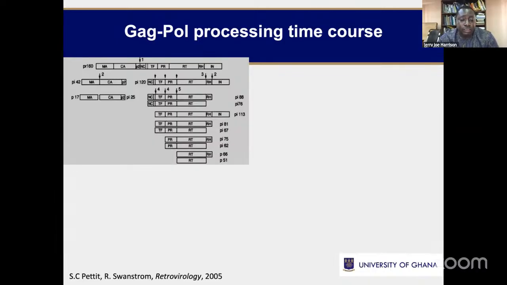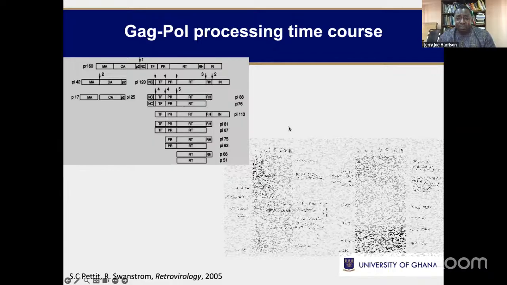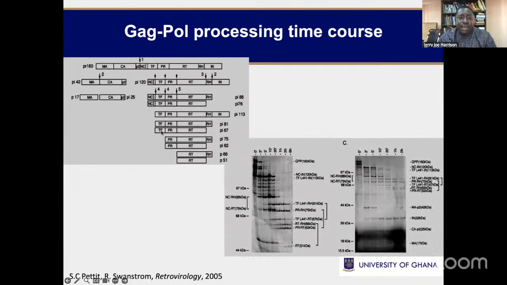Looking into the literature, the Swanson group had done beautiful work back in 2005, where they showed that the maturation of the Gag-Pol, which contains both the structural and enzymatic proteins, is not a random event, and that it goes through a well-choreographed process. From the gels, you could see that initially you liberate the pol domain somehow, and then that goes on to cleave the other intermediate polyproteins that are produced before they are subsequently cleaved into the mature enzymes.